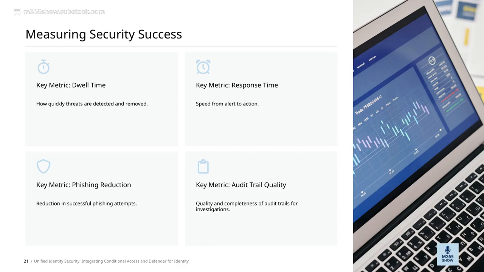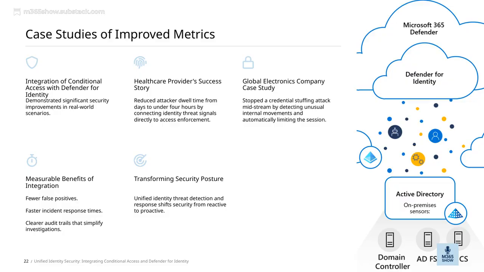Connecting all these points to the broader theme, integrating tools like Conditional Access and Defender for Identity enables us to improve these metrics continuously, making our security not just reactive, but proactively stronger. Let's take a look at some real-world examples of how integrating unified identity threat detection and response has made a tangible difference. When we combine Conditional Access with Defender for Identity, we're shifting our security approach from reactive to proactive. This means we're not just responding after an attack happens, but actually predicting and preventing issues before they escalate.